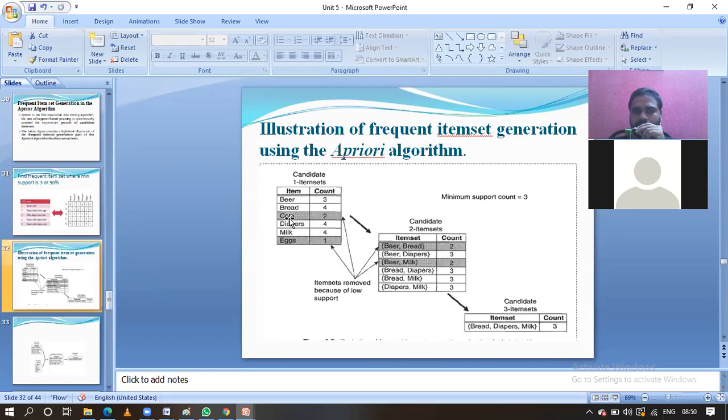Here cola is repeated 2 times, and X is repeated 1 time. But the minimum support value is 3, guys. The minimum support value is 3. So we are going to eliminate cola and X. By eliminating these, we are going to proceed to the next candidate item set.